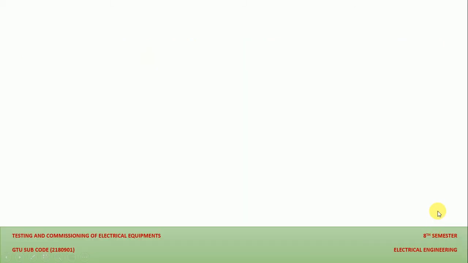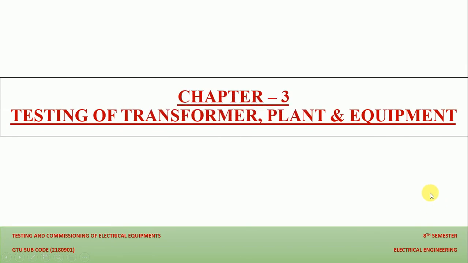Students, we are currently discussing chapter number 3, Testing of Transformer, Plant and Equipment, and this is our lecture number 3. In lecture number 2, we discussed in detail the polarity test of transformer: why the polarity test is necessary, what arrangements we require to perform it, and what rating of transformer we should take to perform the polarity test for commissioning.